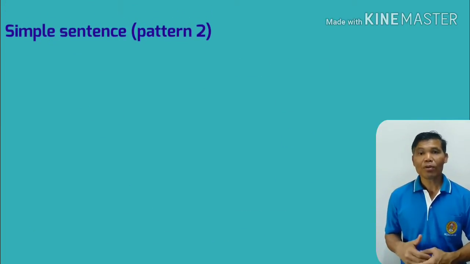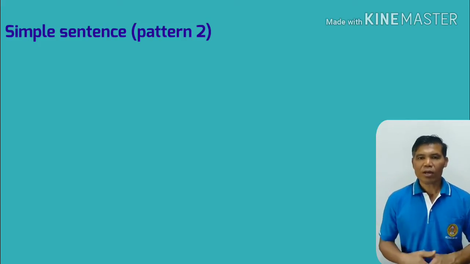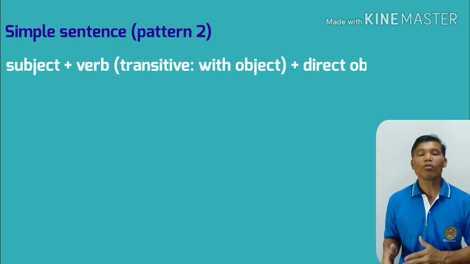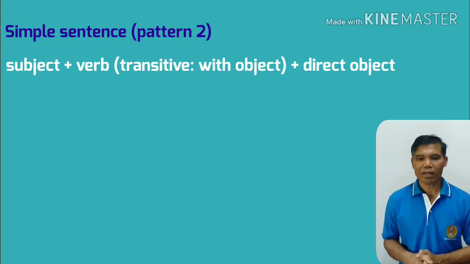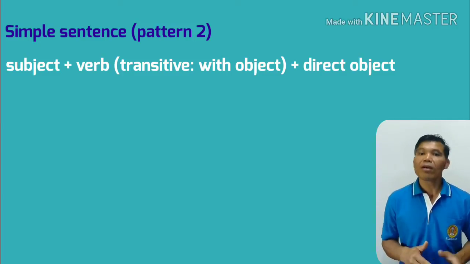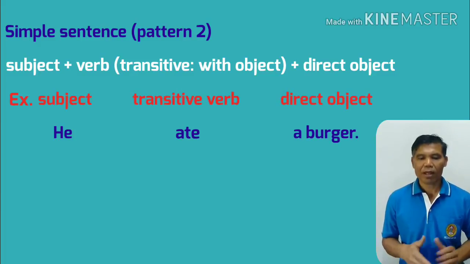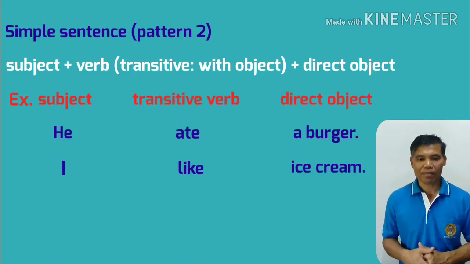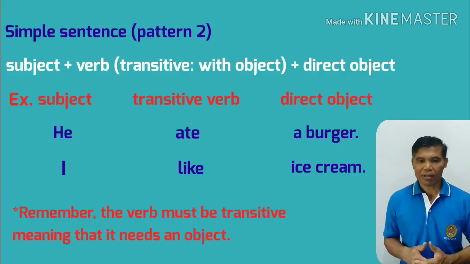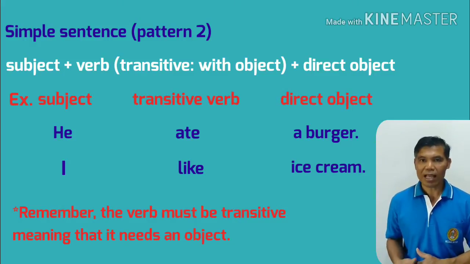Next, simple sentence pattern 2. The structure goes like this. Subject followed by a verb, and the verb is a transitive verb. For example, he ate a burger. I like ice cream. Remember, the verb must be a transitive verb, meaning that the verb needs an object.